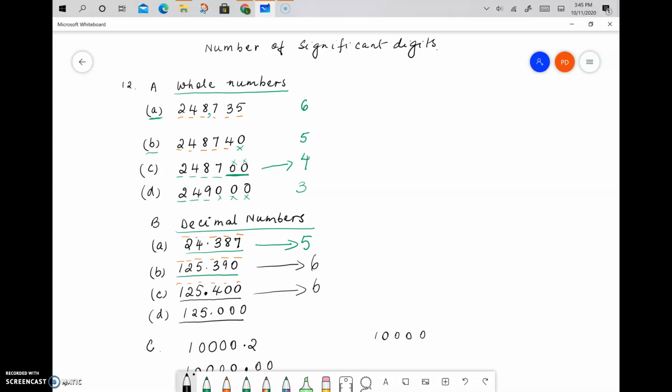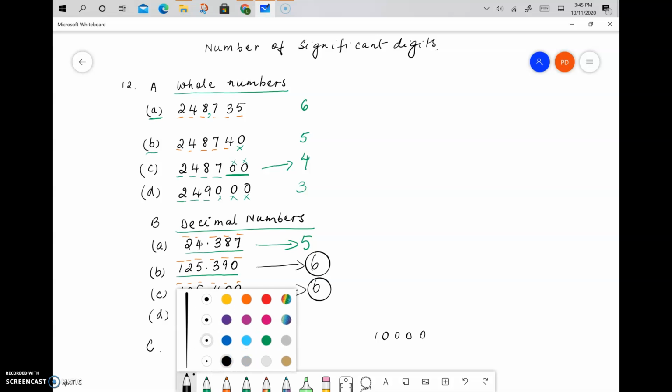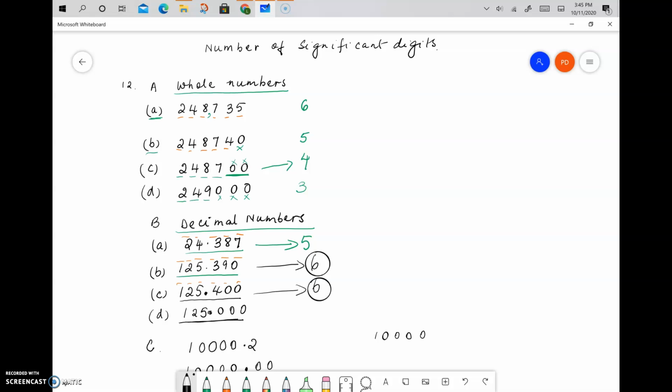Again, just to make sure you understand, I have another similar example. Nothing is changing. The number of significant digits continues to be 6. It's 125.000. If this were a whole number, then we wouldn't count the last 3 zeros. However, this is a decimal number, so the zeros at the end do count. They are significant. So 1, 2, 3, 4, 5, 6. Again, it remains 6.